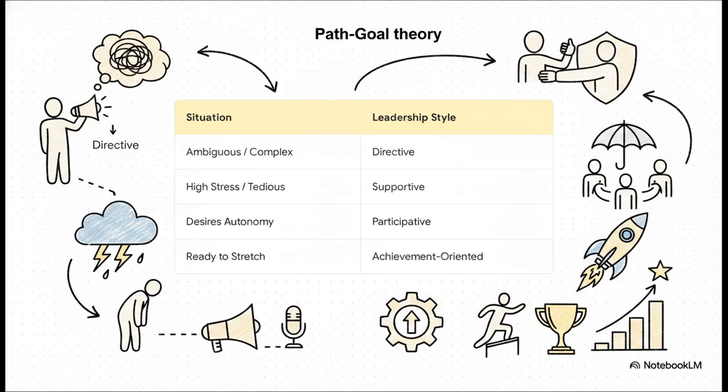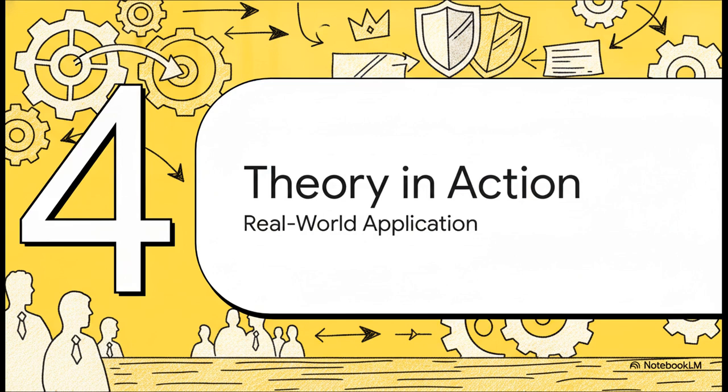Are tasks complex and ambiguous? You go directive. Dealing with high stress or tedious work? Go supportive. Does your team have expertise and want a voice? Go participative. Are they highly capable and ready for a real challenge? Go achievement-oriented. Notice how it takes all the guesswork out of leadership? You're actively diagnosing the environment and the follower's needs, and then applying the exact behavior required to clear their specific path. Let's see what this looks like in the real world.